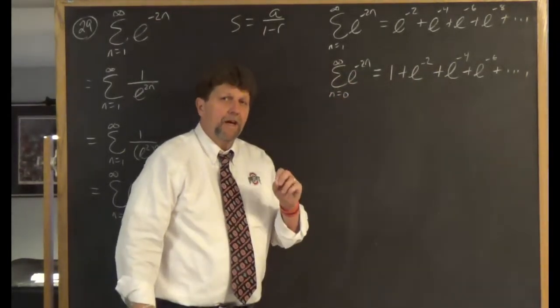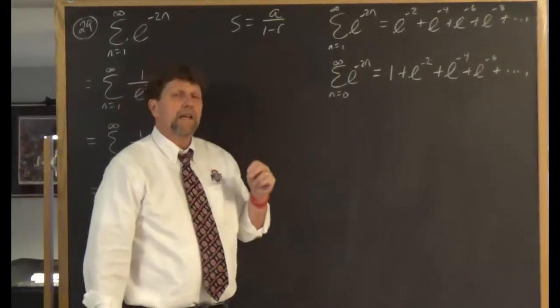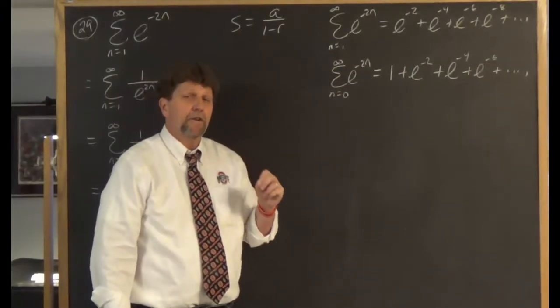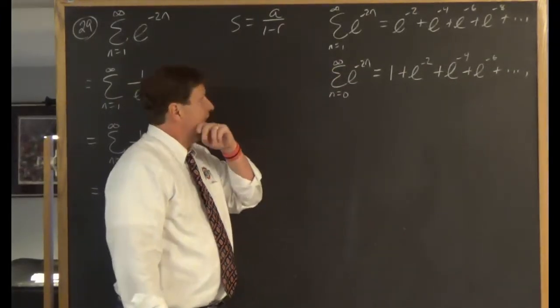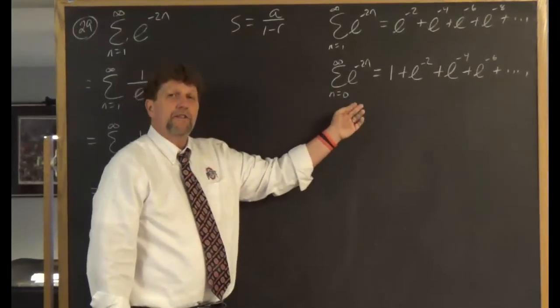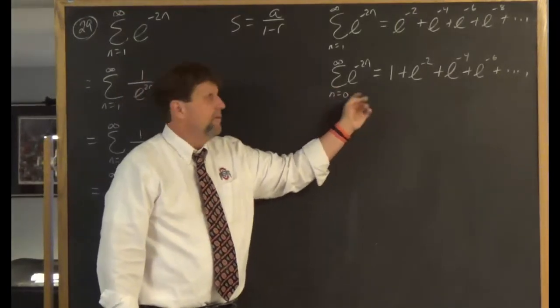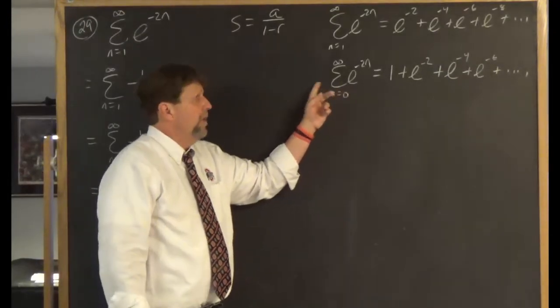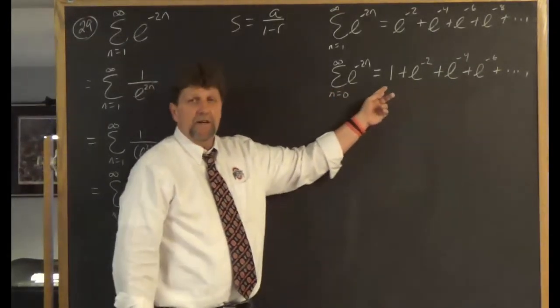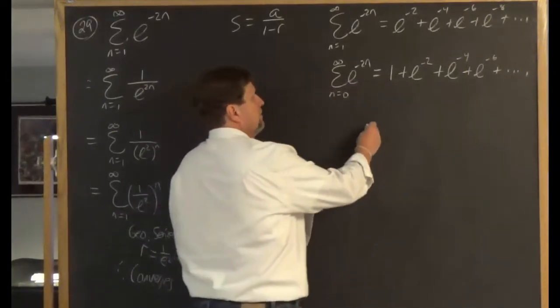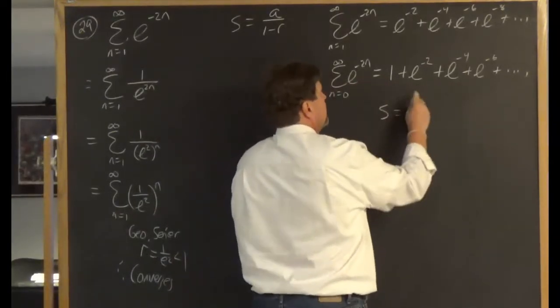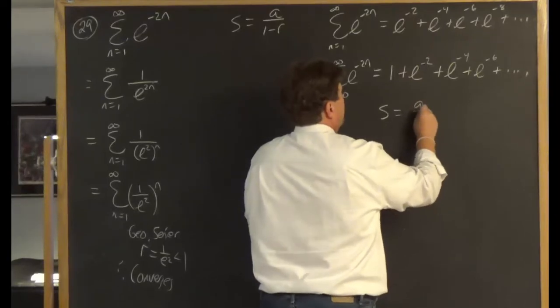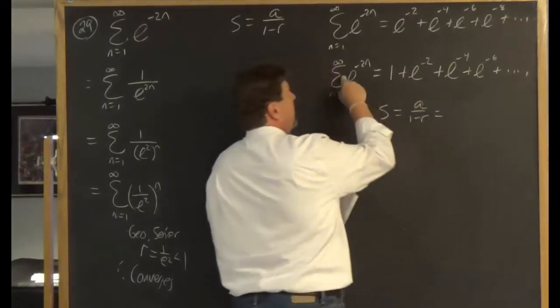The formula for the sum of a geometric series that converges is valid for when it starts at 0. Its starting value is 0. So we can find the sum of this series. In fact, let's do that. The sum of this series is a over 1 minus r. Okay, a is 1.